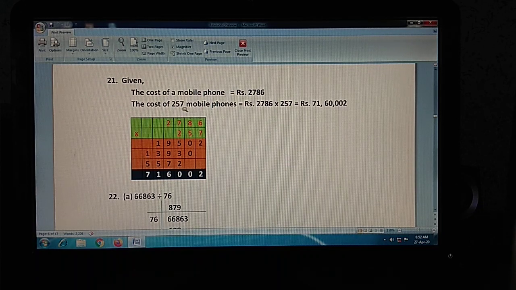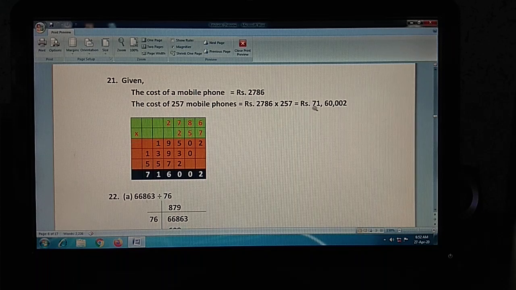So we have to find the cost of 257 mobiles. So this is very simple. We just need to multiply this amount with 257, then we will get the cost of 257 mobiles. So here I have shown the multiplication.